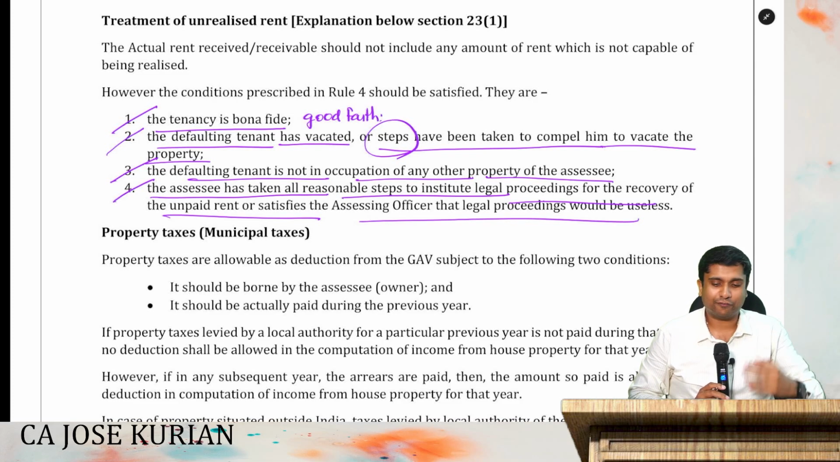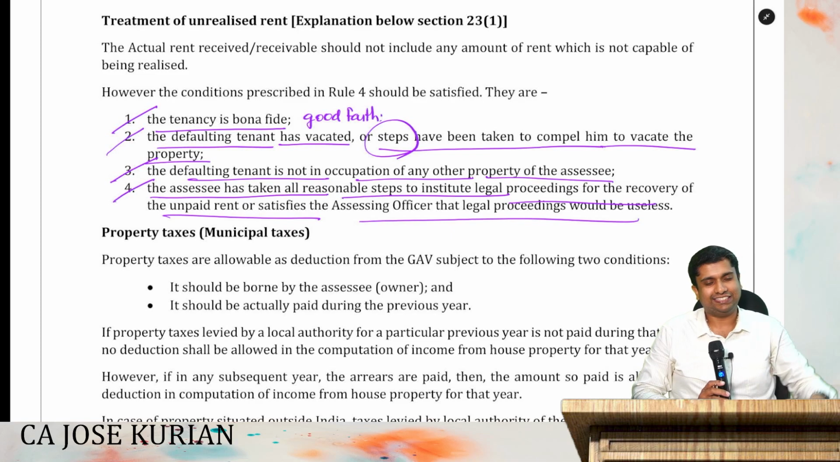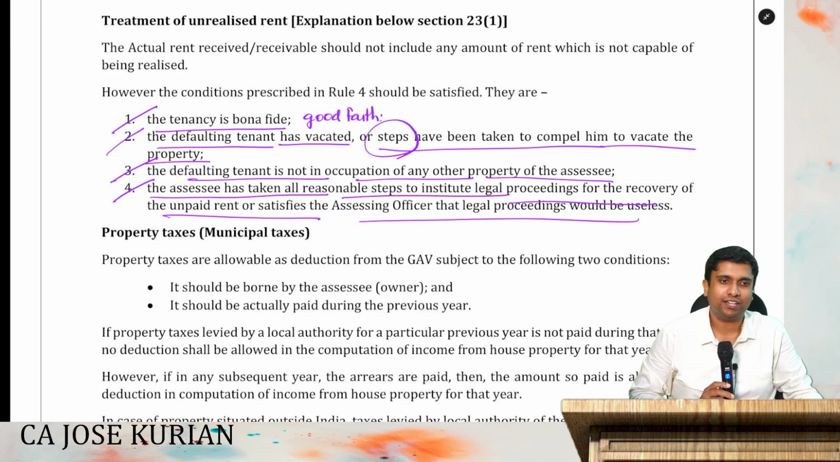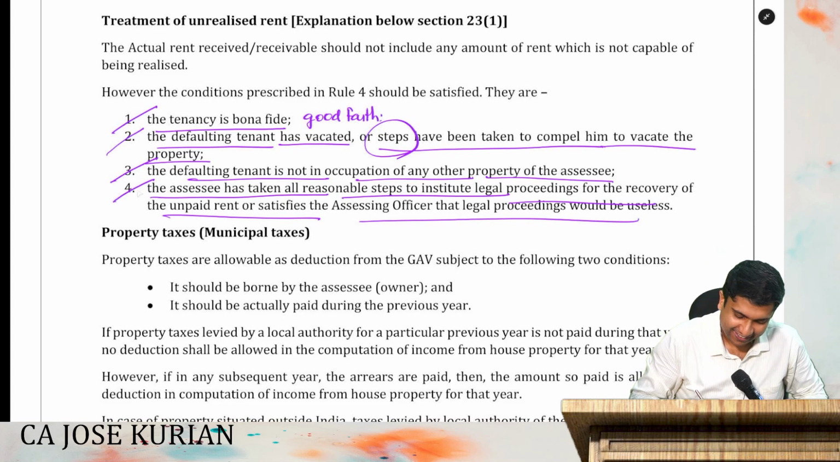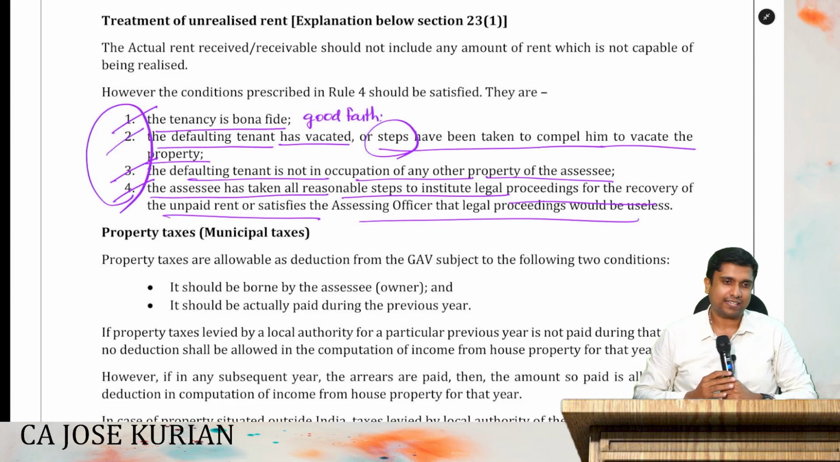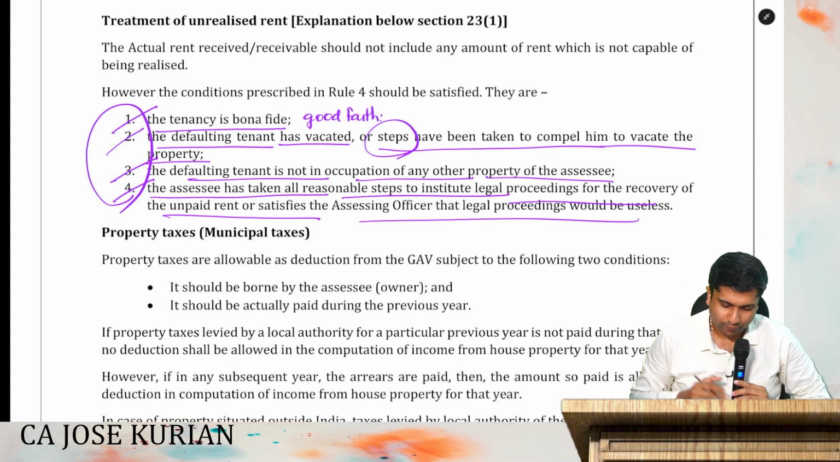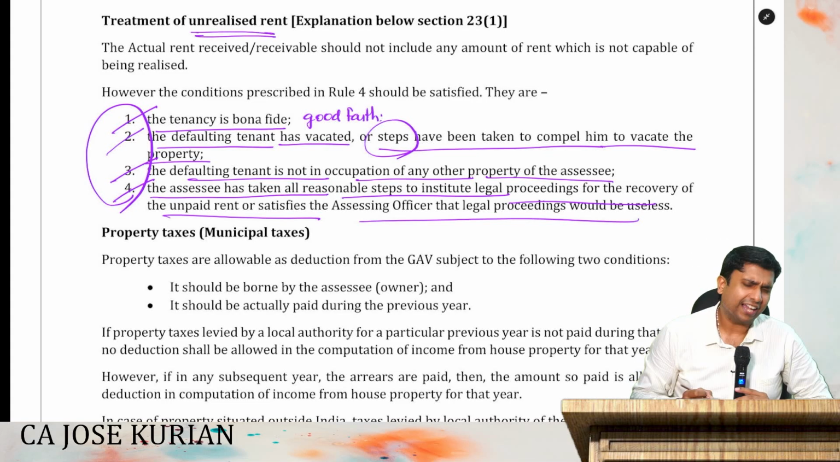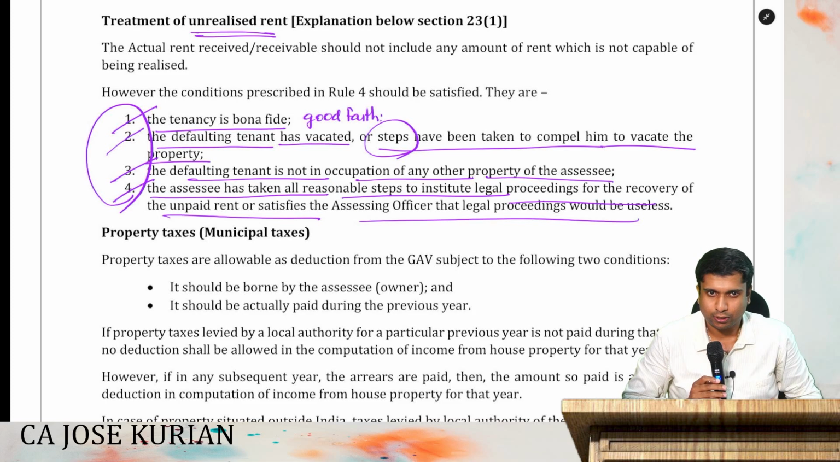Alright. Or say, for example, your tenant is from Uganda. He vanished. You don't know where he is. So it is useless to file a case against that particular person, as it is sure that he will not come back to pay your rent. So these are the 4 conditions that you must satisfy for calling a particular rent unrealized rent. Now, what is the highlight of unrealized rent, friends? Unrealized rent, you can deduct it from the actual rent for the purpose of computing income from house property.